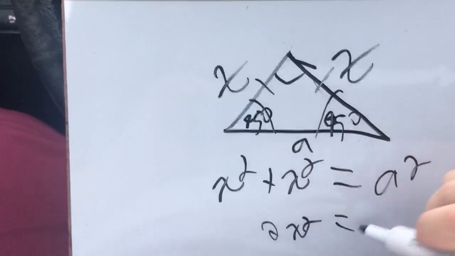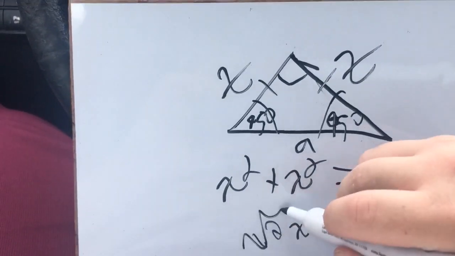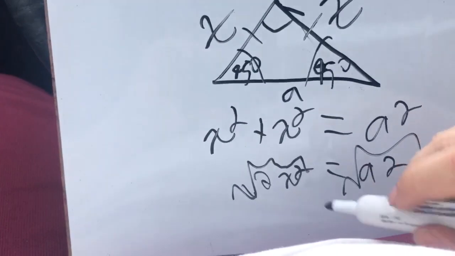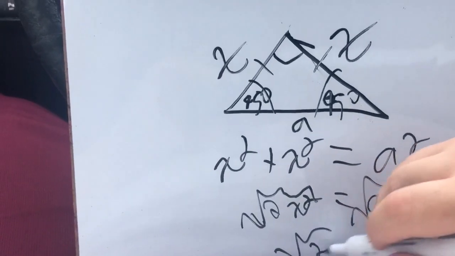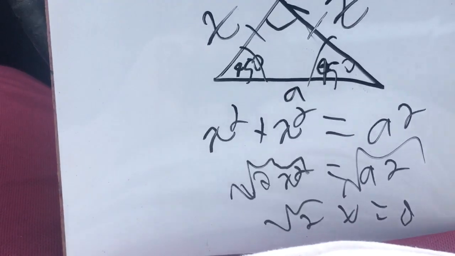2x squared is equal to a squared. Square root both sides, positive square root, and we get root 2 x is equal to a. And you can use these ratios to solve any problems. Let's move on.